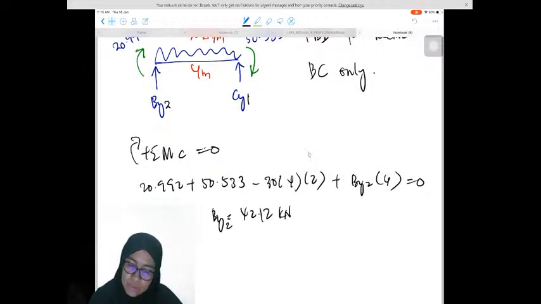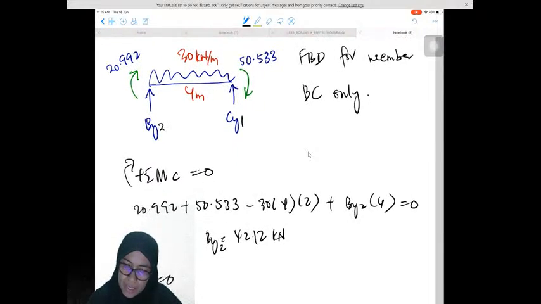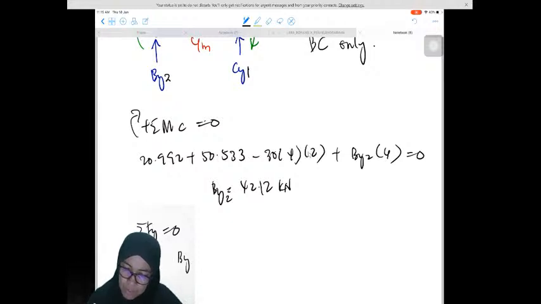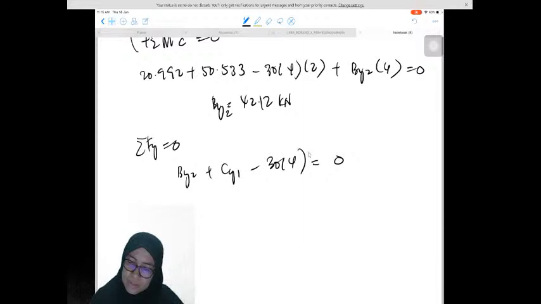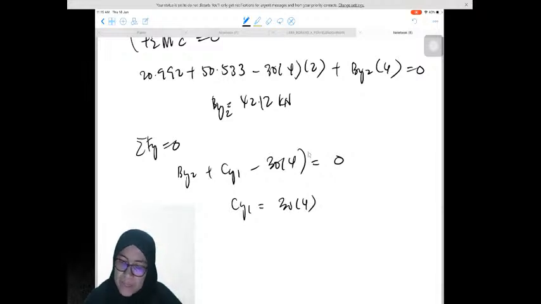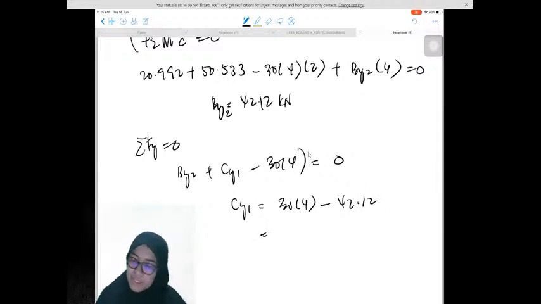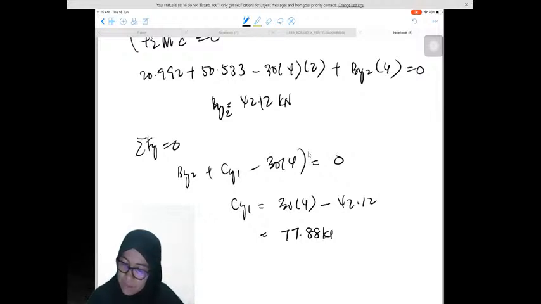Using total Fy equal to 0, BY2 plus CY1 minus 30 times 4 equals 0. So CY1 equals 30 times 4 minus 42.12, which is 120 minus 42.12, equal to 77.88 kilonewton.